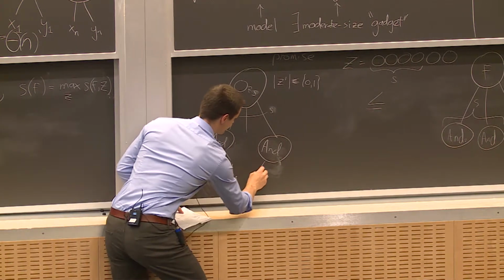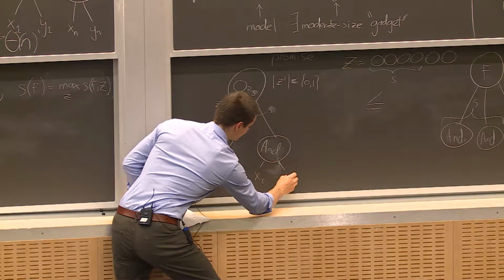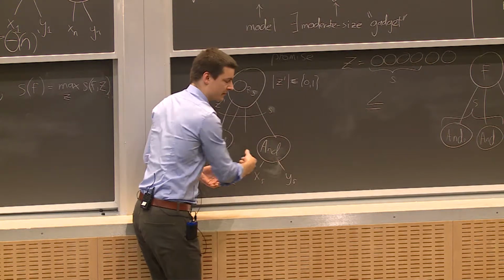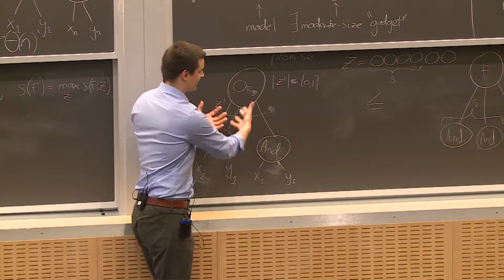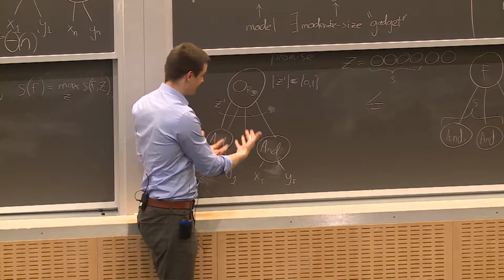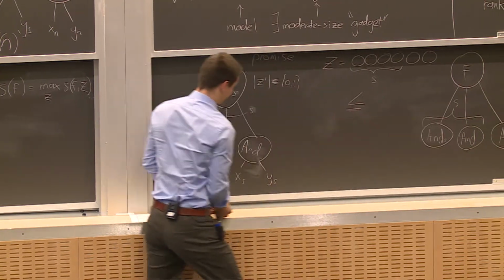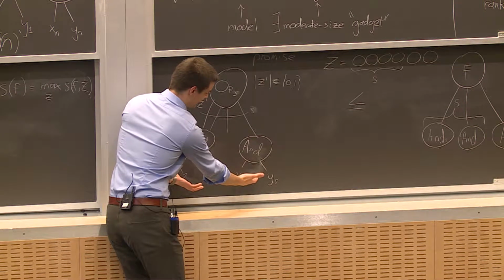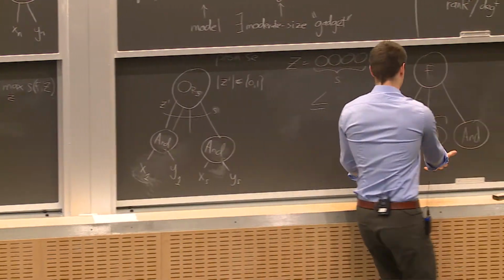I have x1 up to xs and y1 up to ys. Well, I just take these inputs. So I'm now describing an embedding of this partial matrix inside the communication matrix of this. I take these inputs to my promise set intersection, and I just copy them over here.